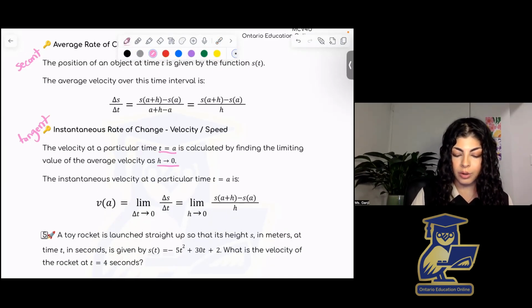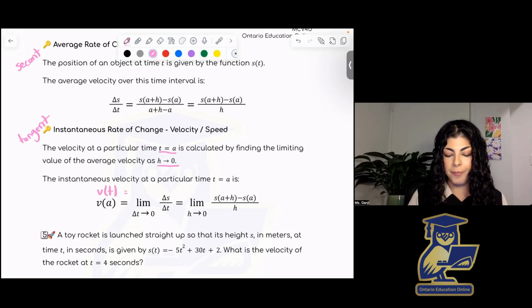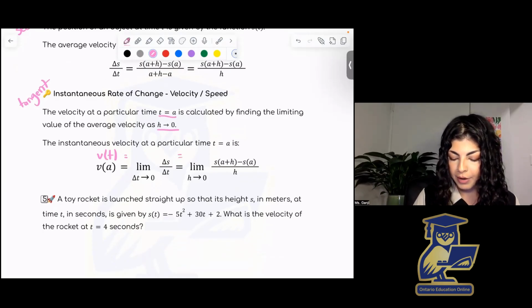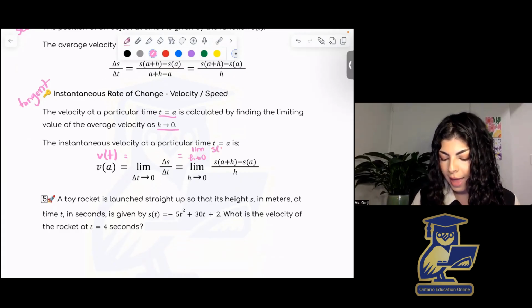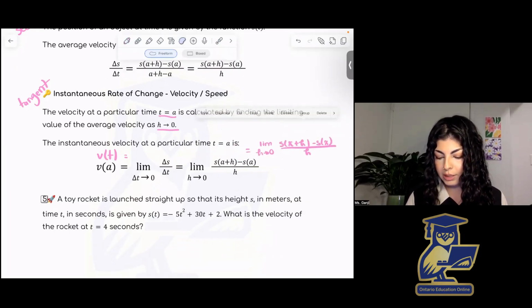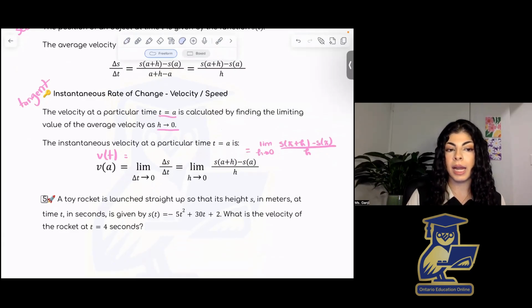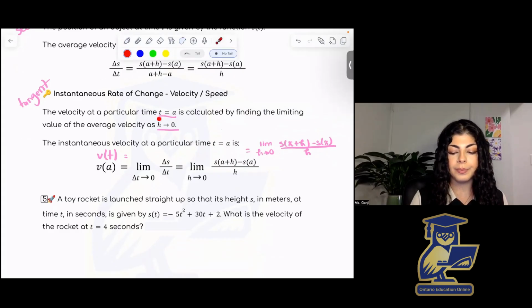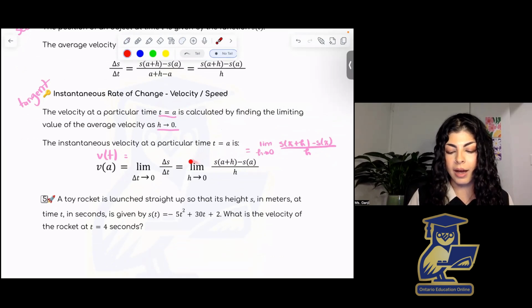If we were doing the general, we would have v of t, and the only difference would be here at the end, where instead of a, we would just have s of x plus h minus s of x, and this would just be over h. Let me just move this over so you can see it there. So instead of a, we would just keep it as x. But because you're told at a specific time, so time a, then we have to include that a in there and find the limit for that specific a.